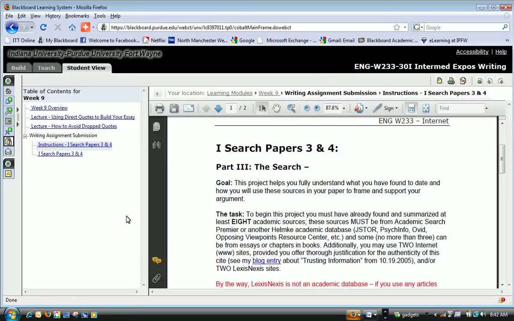Please, once again, begin with the introduction that tells me what the paper is about. Then do your sources, source by source, and then write 2 pages at the end summarizing what your point of view is going to be in the paper, how you're going to approach it. And I think if you read through the instructions here on iSearch paper 3 and 4, read those carefully, I think it's all going to make sense for you, and you'll see how I'm going to assess this.